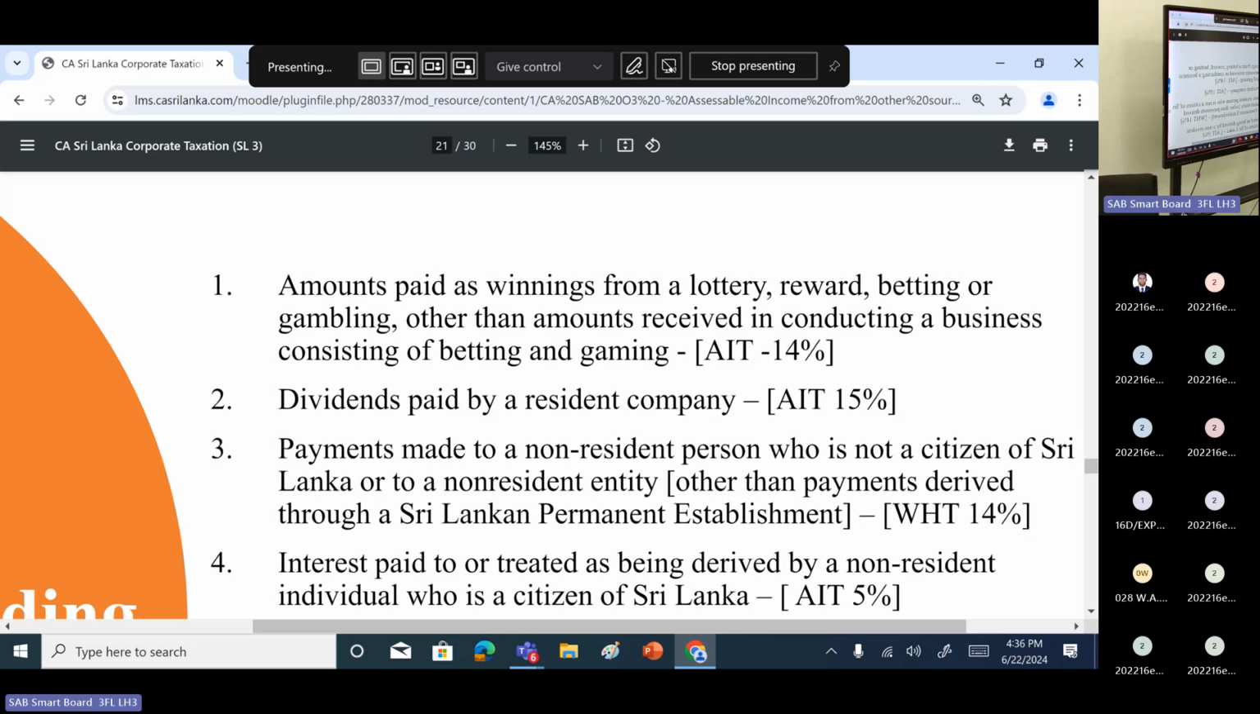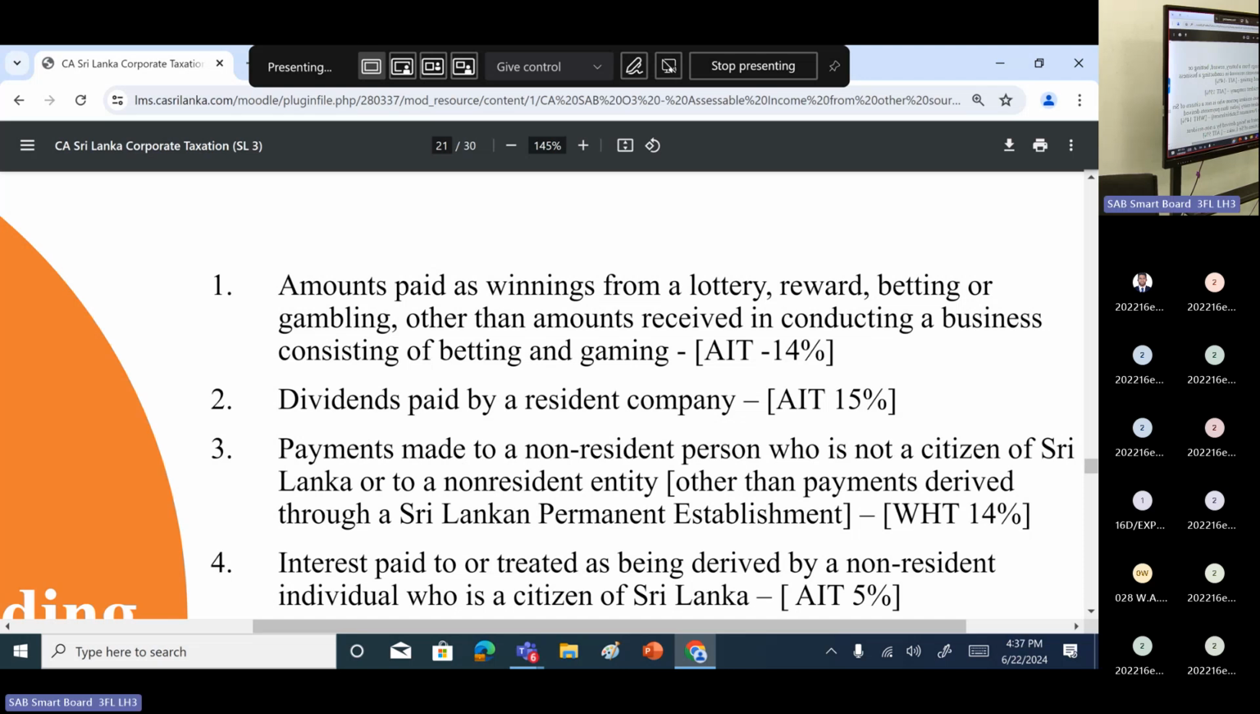When the resident company is making a profit distribution to its shareholder out of the profit of the company, then it's subject to AIT, advance income tax rate of 15%. It is final. It is final once paid. Then it can't be a part of assessable income, right? It is part of the final withholding payment. So under that section, that part is liable for tax, but the maximum tax rate is 15%.